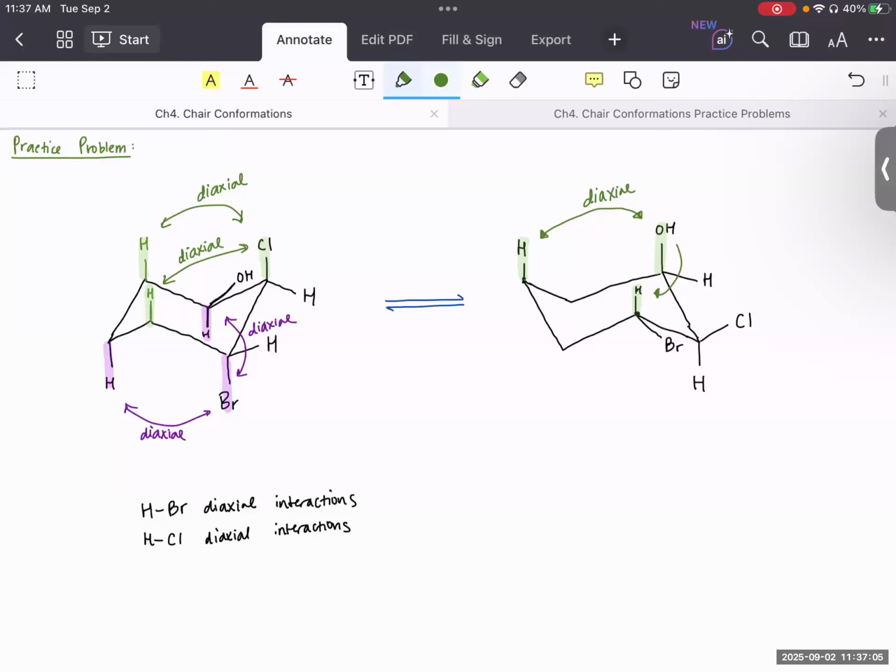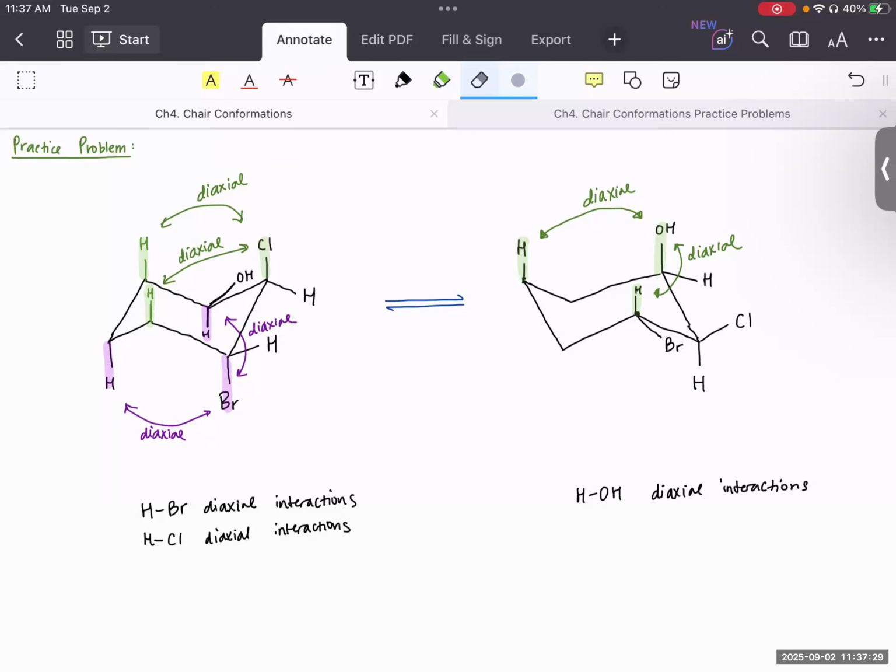And so on the right structure, we only have HOH diaxial interactions. And so altogether, we can see that we have a lot more diaxial interactions on the left structure. And even though an OH group is slightly bigger than a bromine or chlorine, that size difference doesn't outcompete the fact that we have 2 versus 1.